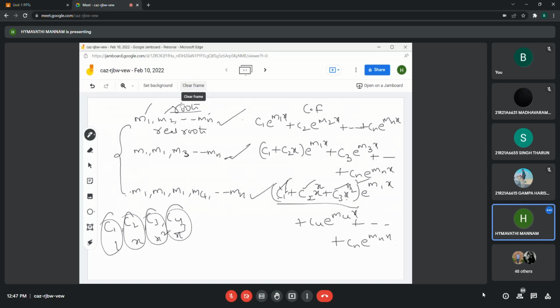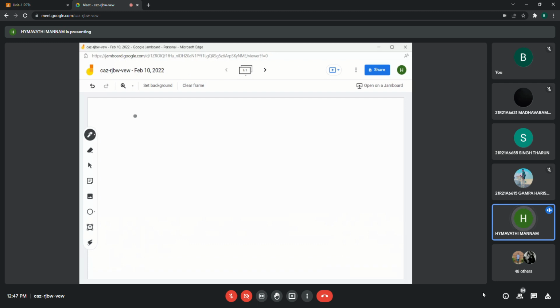Next are the complex roots. Sometimes the roots are complex, and generally we take them as alpha plus or minus i beta, with the remaining real and different. For the complex roots, the complementary function is e power alpha x into c1 cos beta x plus c2 sin beta x, plus the remaining real and different terms.